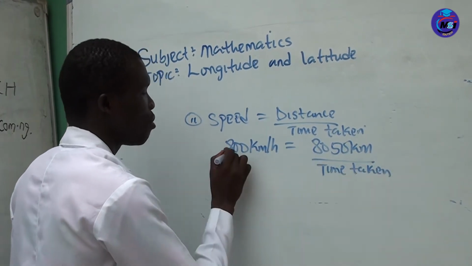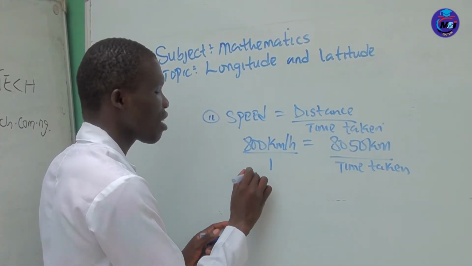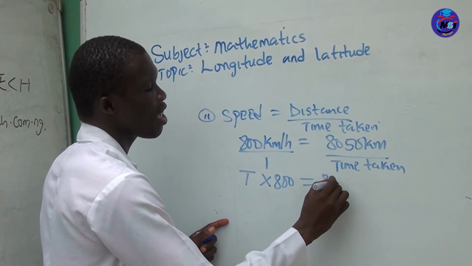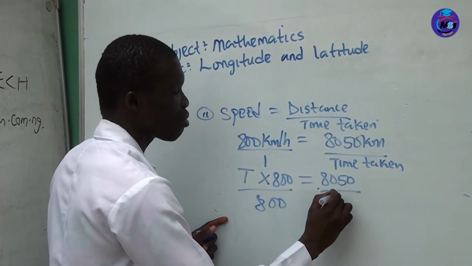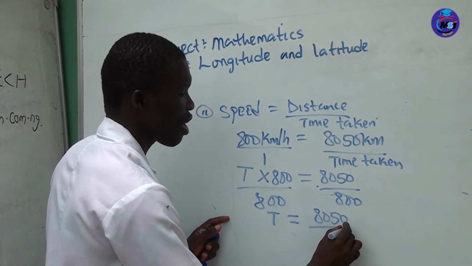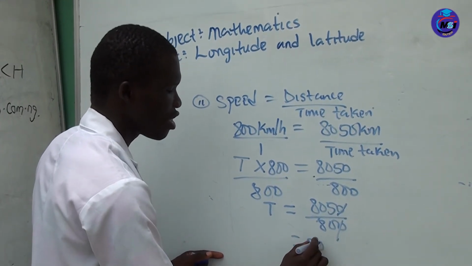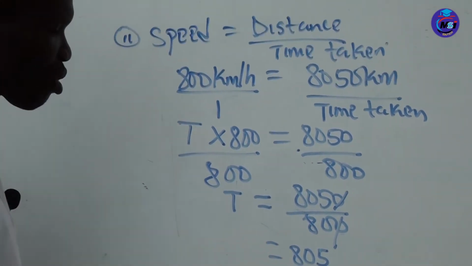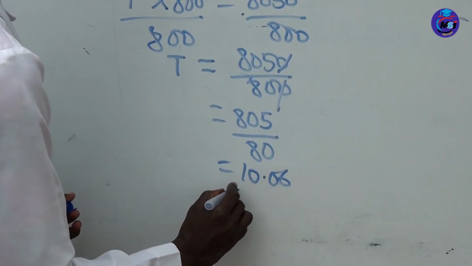Okay, remember we divide this by 1, then you cross multiply. When you cross multiply, what are you going to have? You have t, which represents time, multiplied by 800 equals 8050. Divide this by 800, divide this by 800. Okay, t is going to give us 8050 divided by 800. Okay, 0 will cancel this 0. You are going to have 805 divided by 80. So if you divide this, we are going to have 10.06, which will give us 10.